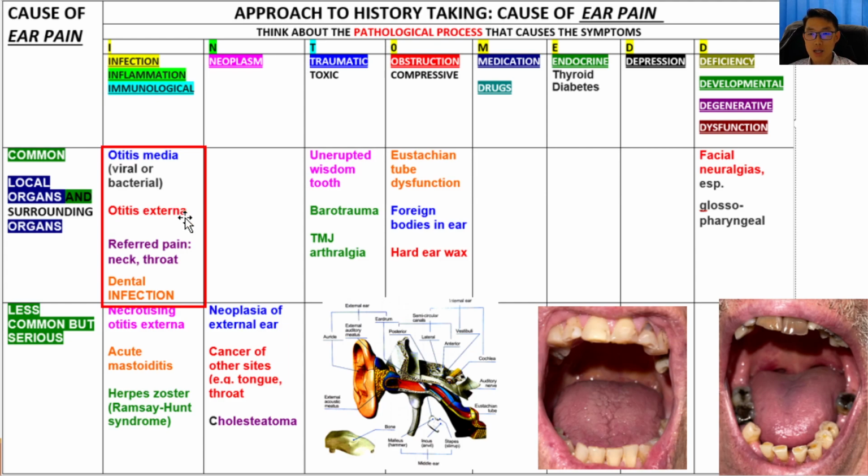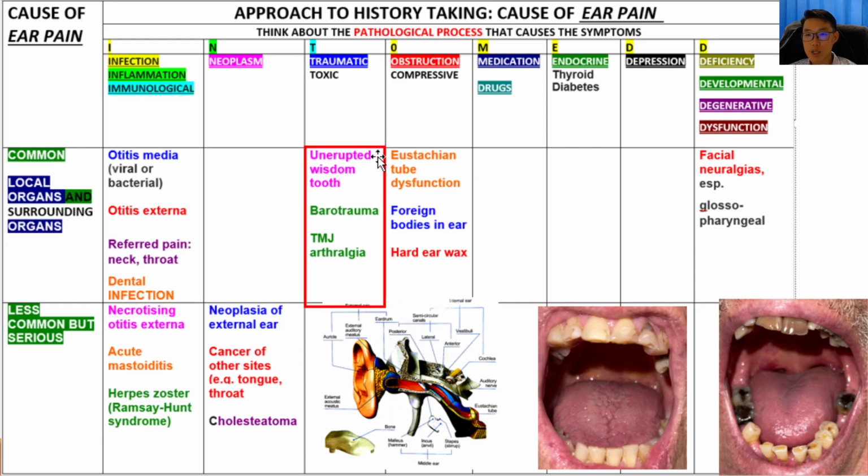Next, we have got otitis externa, which is also known as swimmer's ear. In this condition, water goes into the ear canal, providing a moist, warm environment for bacteria and fungus to grow. We also have to think about referred pain from the neck and throat to the ear. Dental infection, either of the gum or of the tooth, can also be referred to the ear as well.